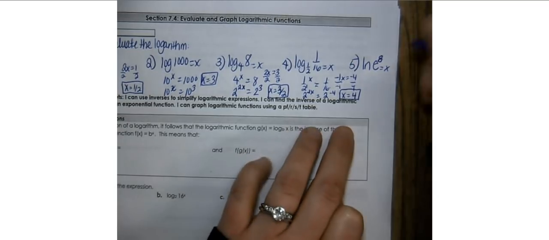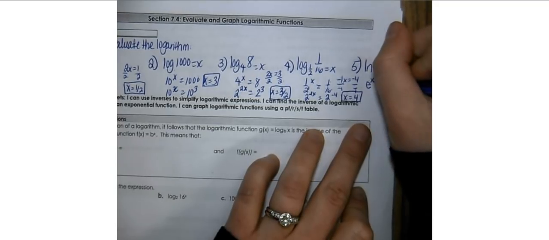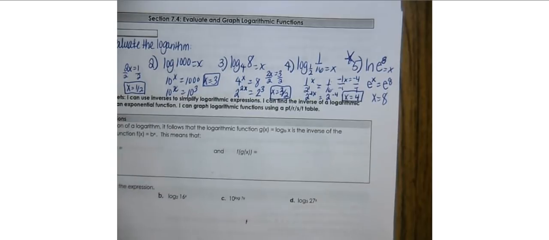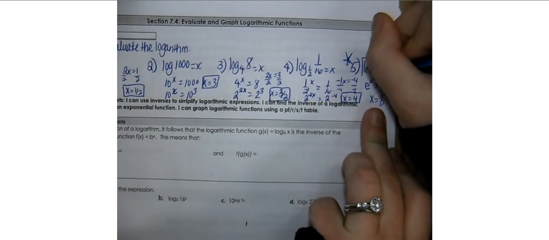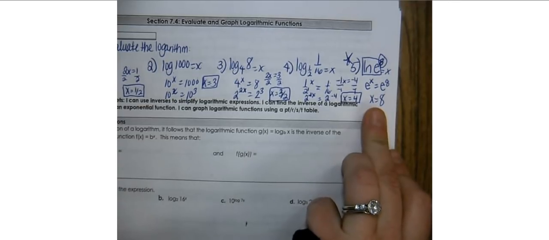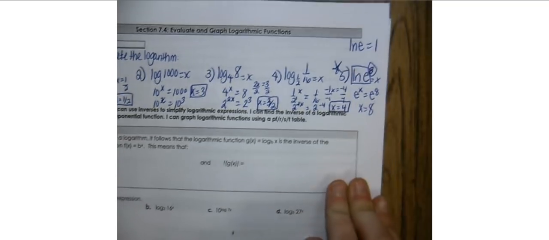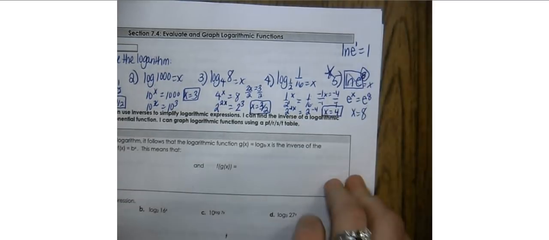And finally, the natural log means that the base is e. So if I have e to the x is equal to e to the 8th, then that means that I have the same base, x is equal to 8. And this is something that is going to be a part of today's lesson. If you ever see ln of e together, the answer is going to be the exponent. The natural log of e is the number 1. So it kind of cancels out and leaves you with the exponent.